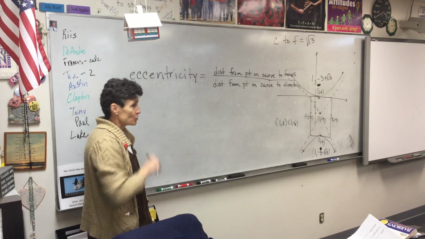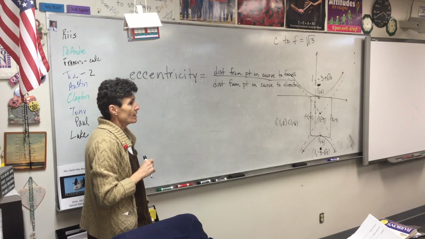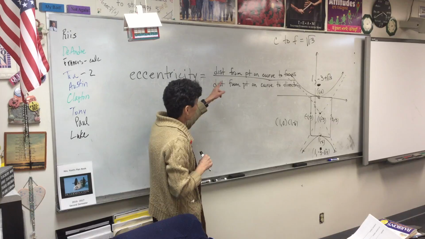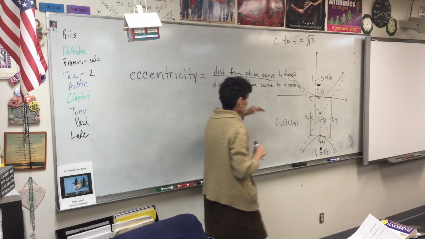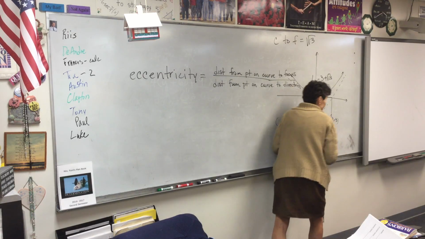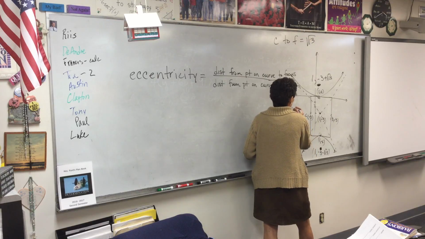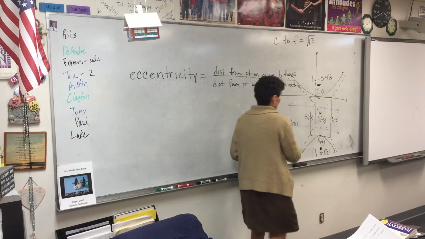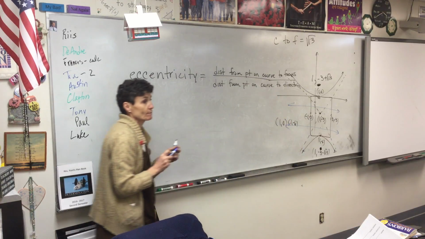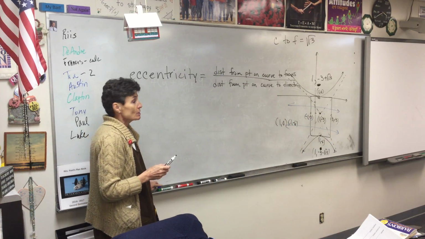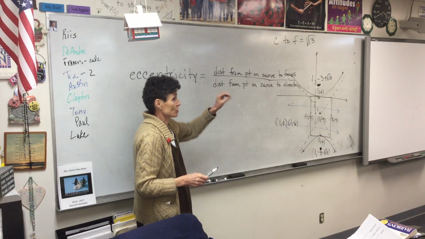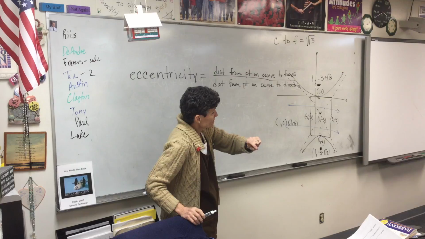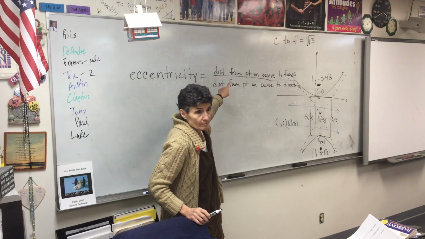Now, we can't use the formal definition because while everybody in here could find the distance from a point on the curve to the focus, we haven't talked about the directrices of the ellipse and the hyperbola, and we're not going to. They have directrices. For a hyperbola, they would look like that. They're between the two curves. We're not going to do those. So this is the formal definition. On the test, if it says define eccentricity, there it is.